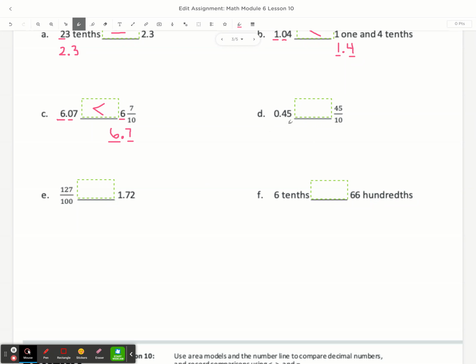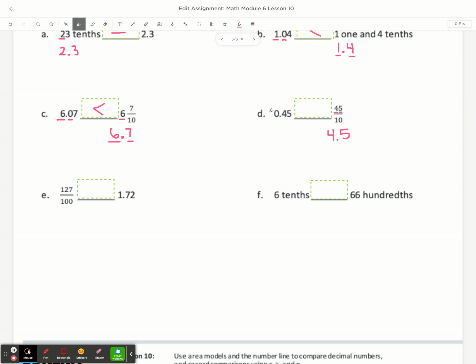So moving on to D, we have 0.45 versus 45 tenths. So again, I'm going to convert 45 tenths to a decimal. So I know that 10 tenths is equal to 1. Well, I have a 4 in the tens place, so that means that I have 4 ones. And then whatever is left over right here is going to be my decimal point, so 4.5.